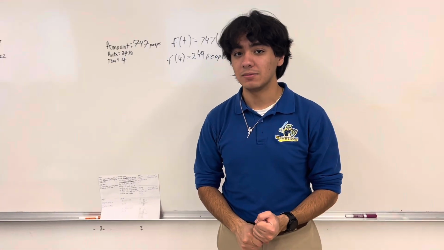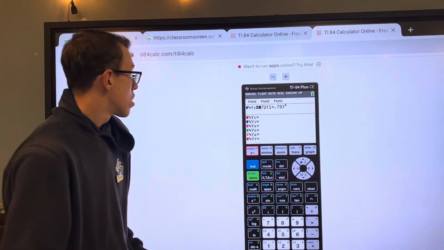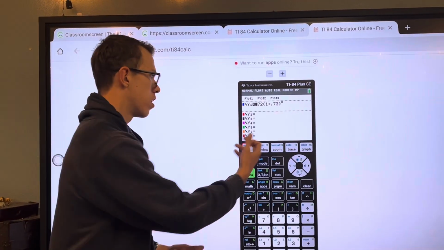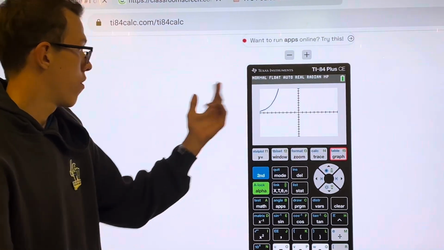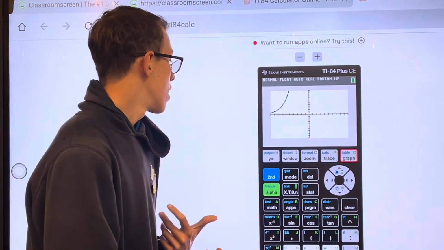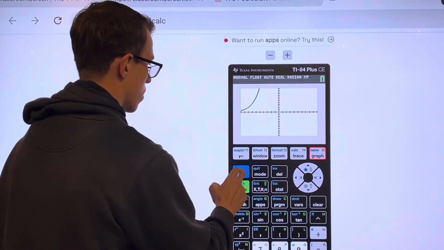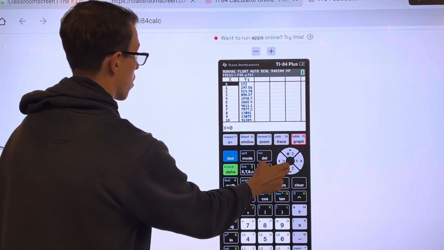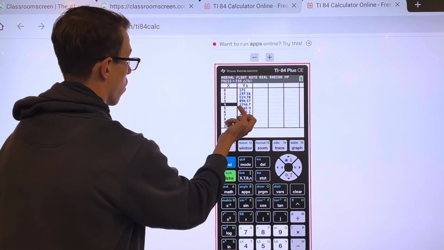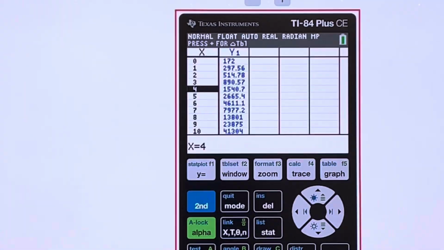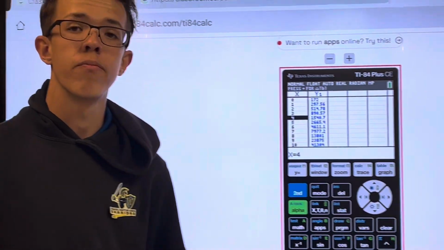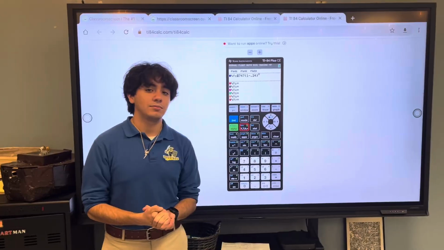Yeah, you're welcome, Jason. So this is what our equation looks like. So if you just go over to the graph, that's what it would be. Then to find the value you need to go over to the table. Then we have the value of 4, which would be the 1,540.7. Thank you, Jason. You're welcome, Jeremiah.